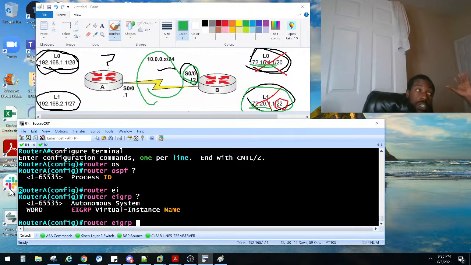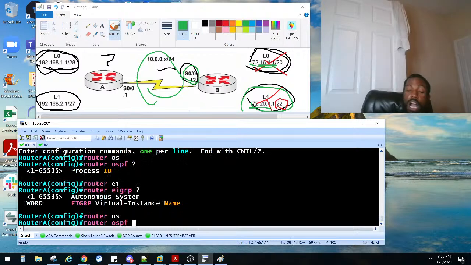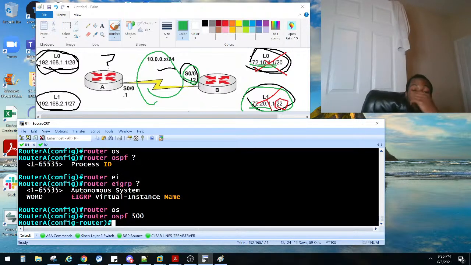So we can have router OSPF 10 on one router and router OSPF 20 on the other router, and they can still become neighbors. They ain't got to match. With EIGRP, that number right there has to match, right? So we say router OSPF, don't let me put EIGRP there. I'm going to put router OSPF 500, right? And if y'all want me to mismatch it, we'll do that. That puts you in router config mode, right?